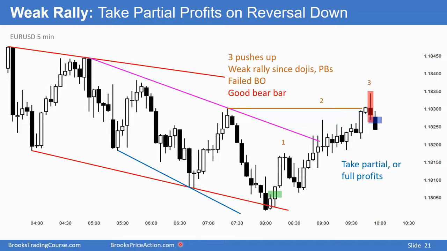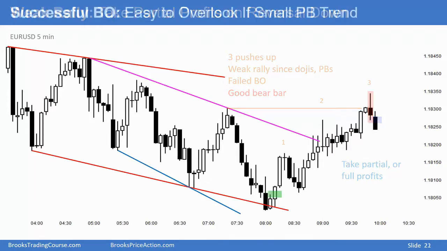Reasonable location, though, to take partial or full profits. If this is evolving into a trading range, we're in the upper half and we have a wedge rally, and the rally is weak, so it's a good location to take full or partial profits.